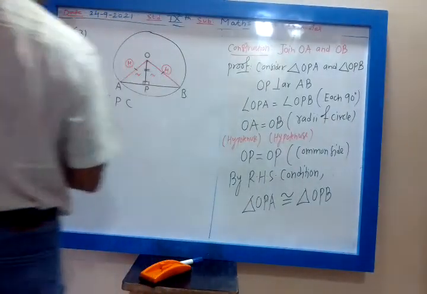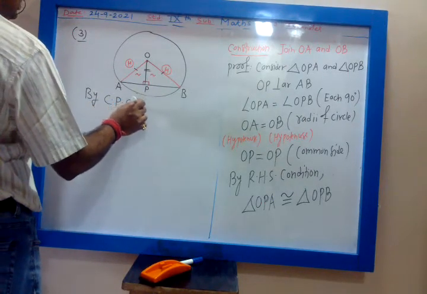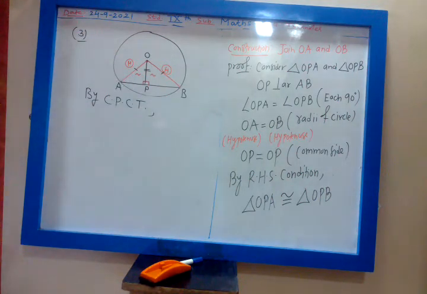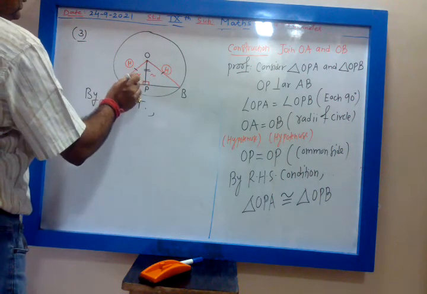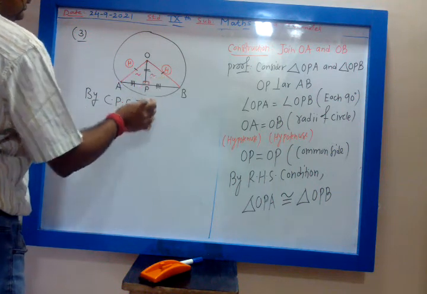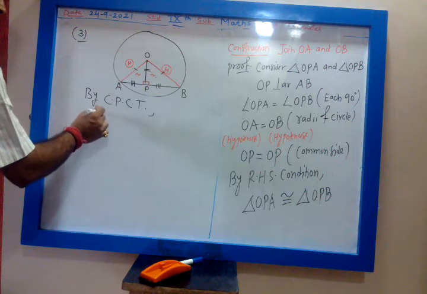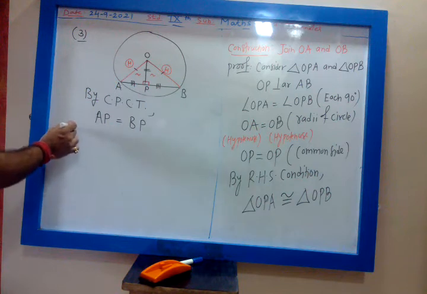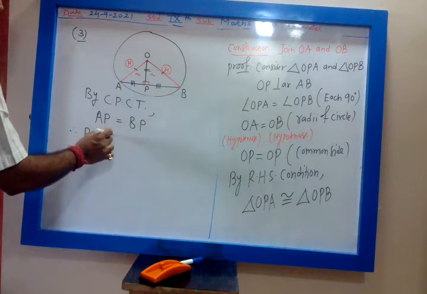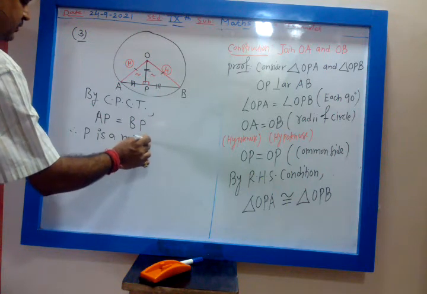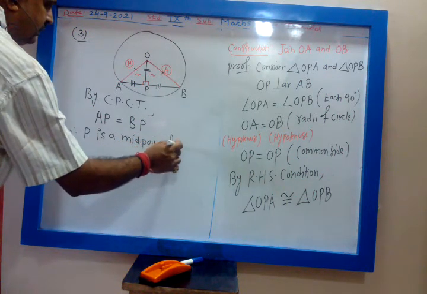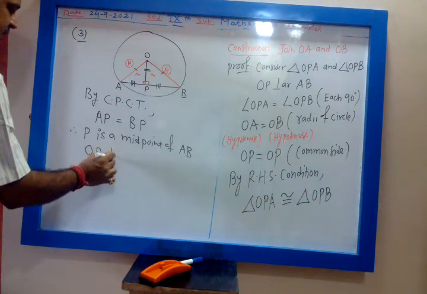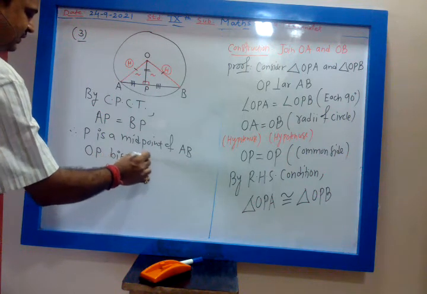So by CPCT, congruent part of congruent triangle, you will get the remaining angles equal and the remaining sides equal. So what is this side? This side is AP, this side is PB. So by CPCT, AP is equal to BP, yes or no? Or you can say P is a midpoint of AB. Or you can say OP bisects AB. All are same.